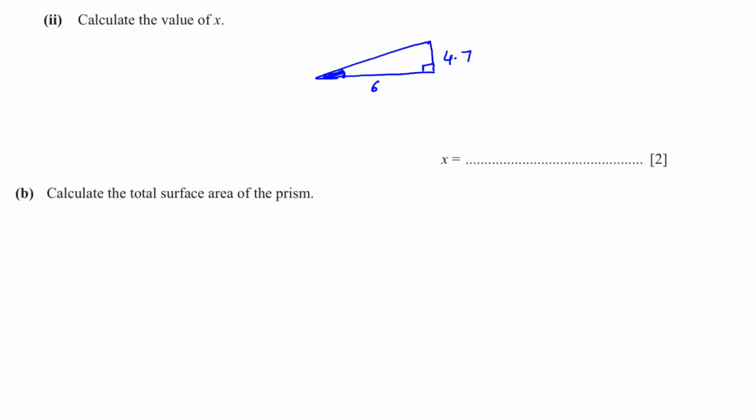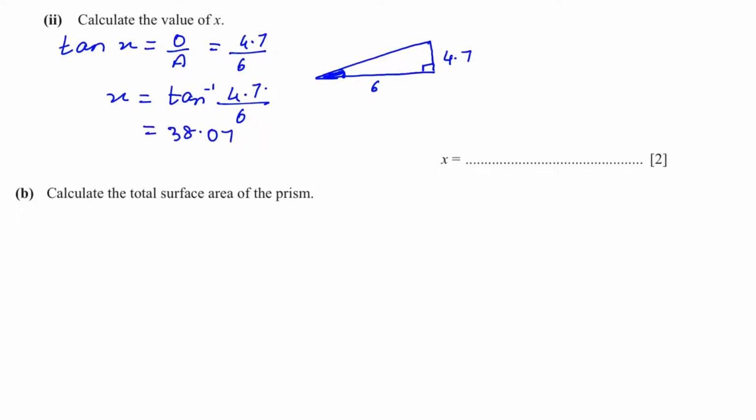Calculate the value of x. This is the right angle triangle that we have. We have the opposite and the adjacent. That means we have to find tan x. Opposite is 4.7, adjacent is 6. Therefore, x is equal to tan inverse of 4.7 over 6. This will give us 38.07, rounded to one decimal place, and x is equal to 38.1.